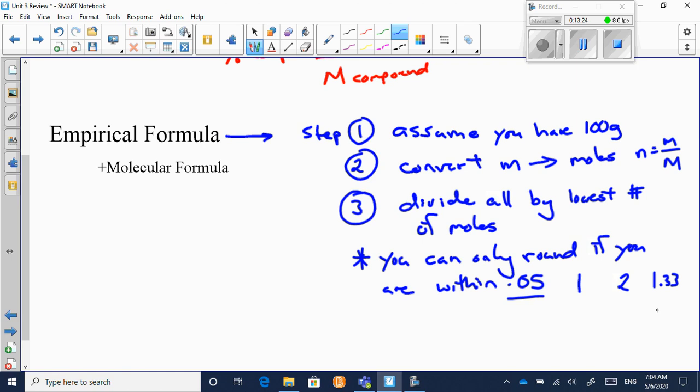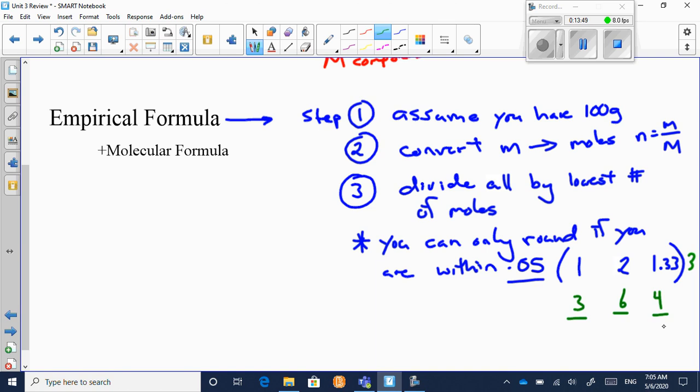You may say, well, I want all whole numbers. I don't want any decimals. And you're right. But what you'd have to do is multiply them all by 3, and so you'd end up getting 3, 6, and 4 here. And that's going to be your empirical formula. So just be careful of that last step.